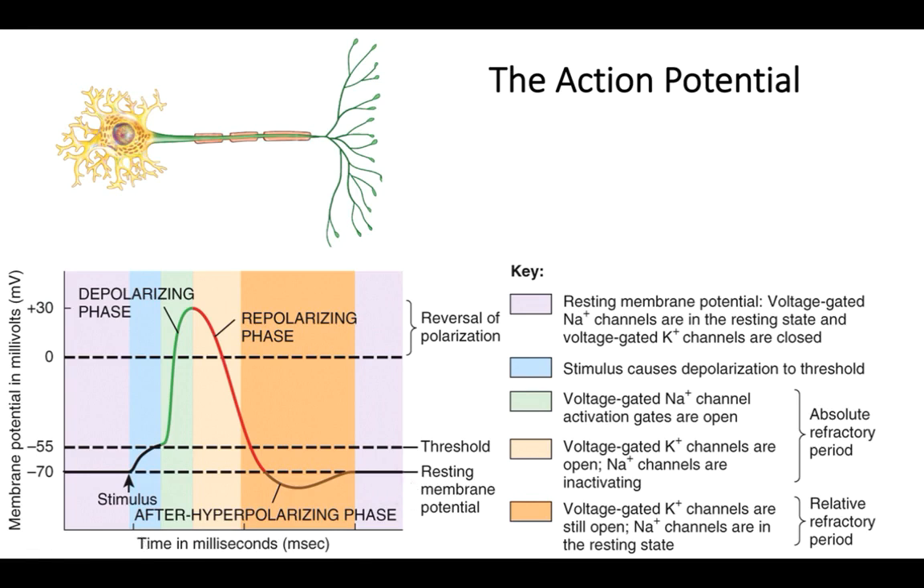So 3 important numbers to remember. -70 is rest. -55 is threshold. That's where you get opening of the sodium channels. And then +30 is where you get closing of the sodium channels and opening of the potassium channels.